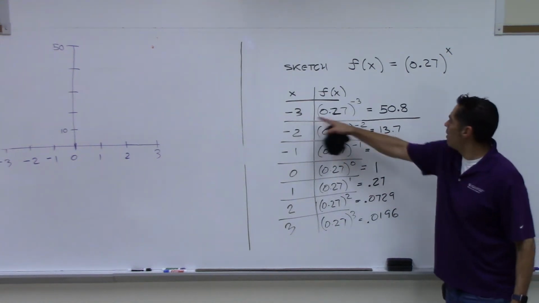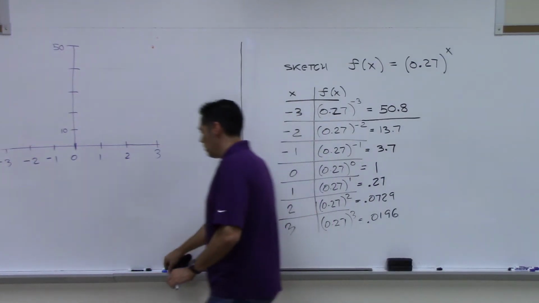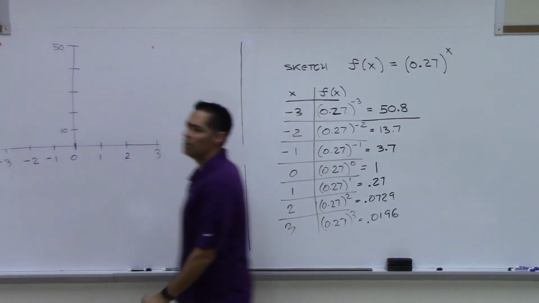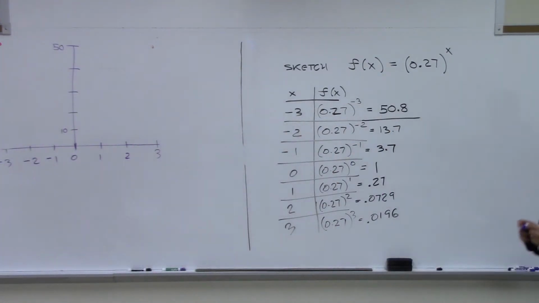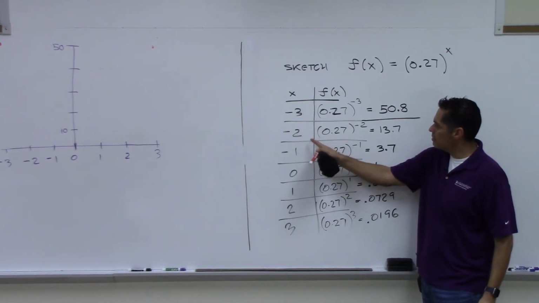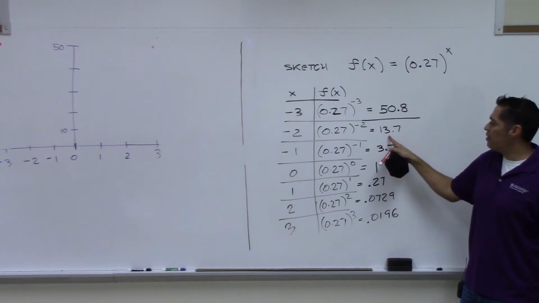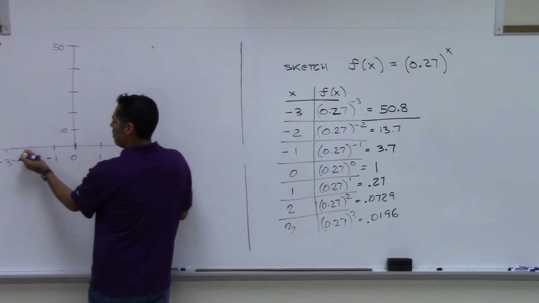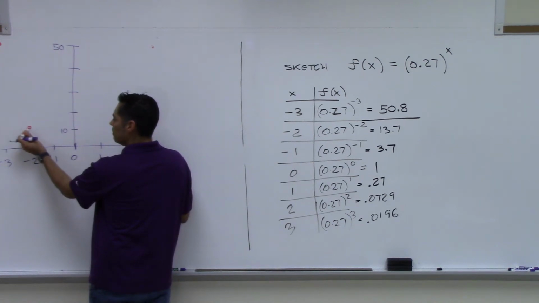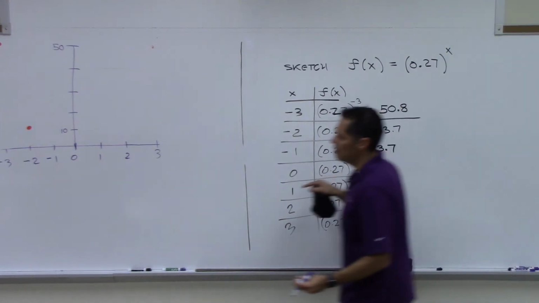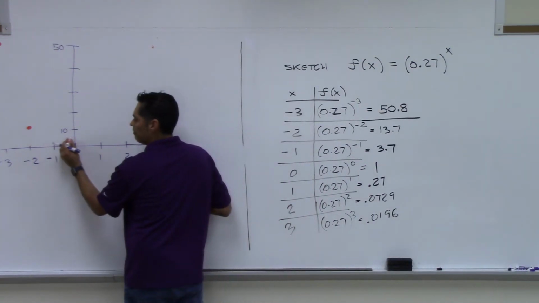So at -3, I go up to 50.8, and I'm just kind of eyeballing it there. Close enough. All right, not trying to land a man on the moon, just trying to draw a picture in a college algebra class. At -2, we get 13.7. So -2, here's 10, so I should probably just go up above 10, maybe about right there. Okay, at -1, we're at 3.7, which is, I don't know, halfway would be 5, so somewhere around there.